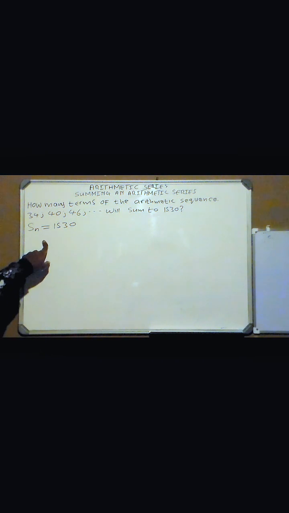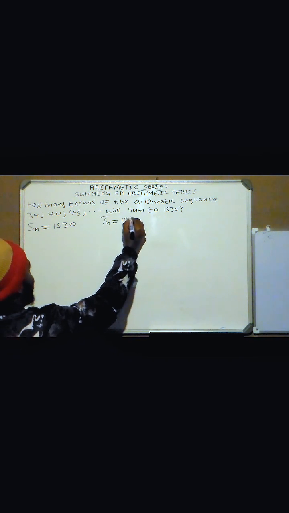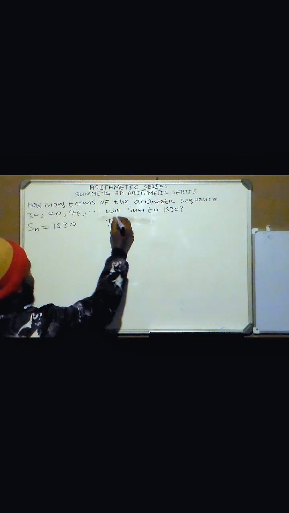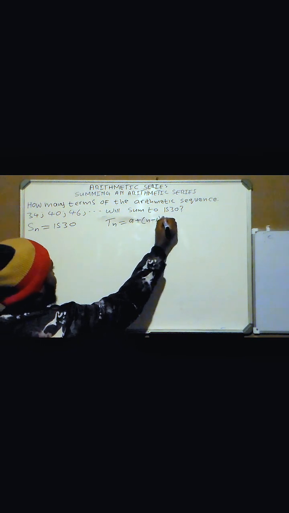What you need to notice is that this is not the last term of the sequence. They did not say this is Tn equals 1532, right? So we can't use the general term of an arithmetic sequence to solve for n. So we can't use this. But we can use the 2 equations that represent the sum of the first n terms of an arithmetic series.